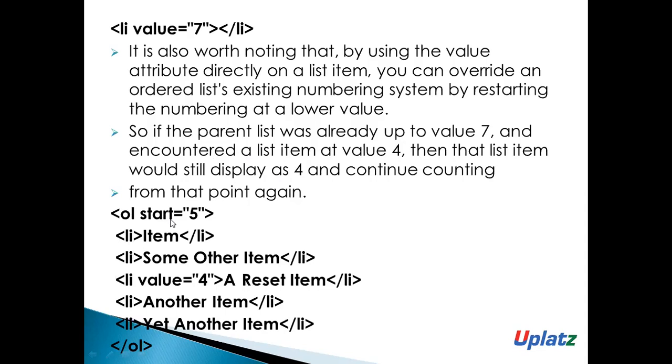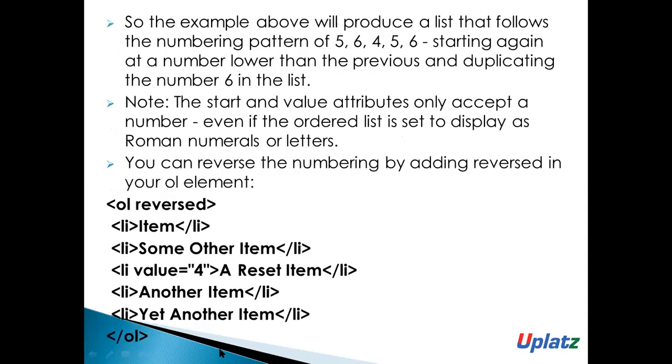So OL 5 and an ordered list item, some other item, and a list item where I'm just having a 4. I'm just resetting that, another item, closing. So what will be the output? So what will it do? The above procedure follows the numbering pattern of 5, 6, and then it will do 4, 5, 6, starting again. So it will be duplicating the number 6 in the list.